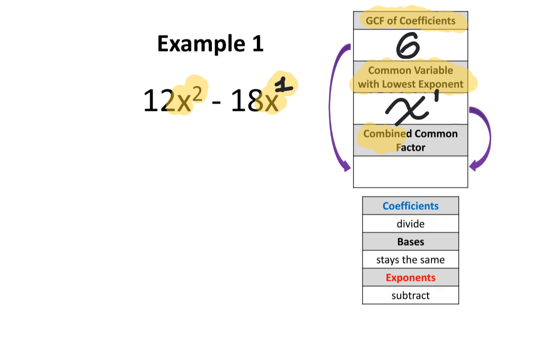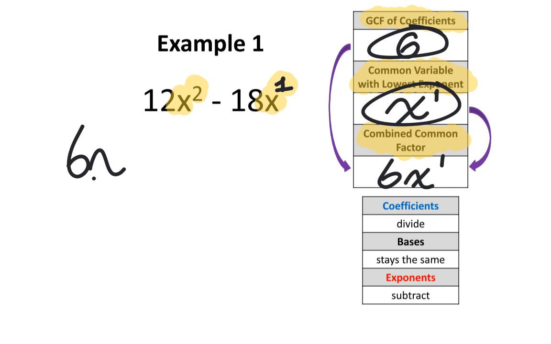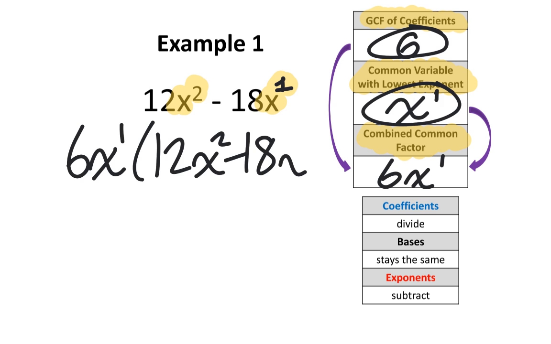Finding the combined common factor is pretty straightforward. You're basically going to take what you have in this box and what you have in this box and combine them. Therefore, it's going to be 6x^1. We're going to take this combined common factor and place it over here. And the original expression is going to go in brackets, unchanged.